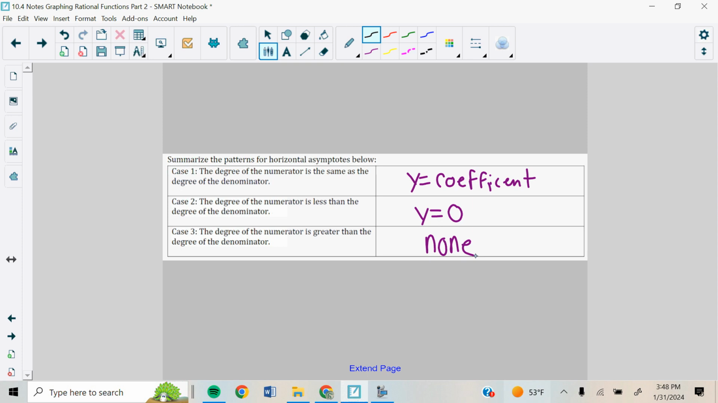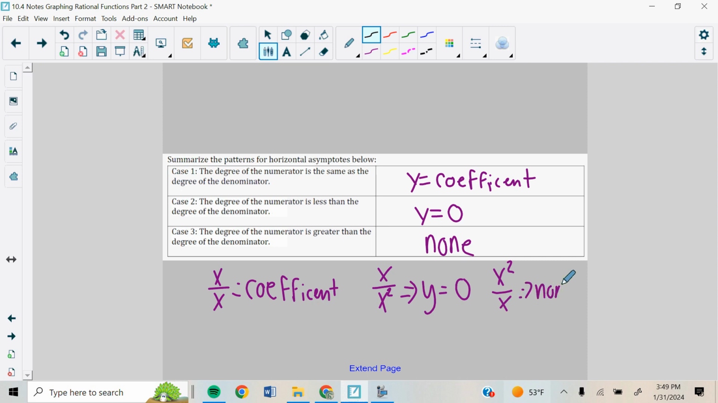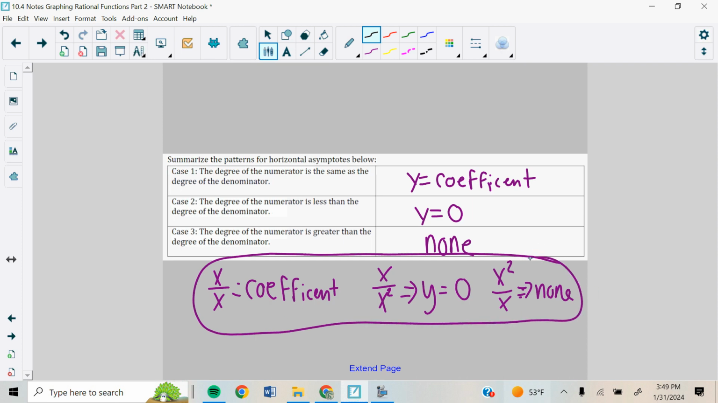Now, my little handy thing that I write when I do my homework, so that I have a little cheat on my sheet, is x over x. So this is where they're the same. My horizontal is my coefficient. Then the degree of the numerator is less, so that would be like x over x squared. This is when I have 0, y equals 0. And then the last one, the degree of the numerator is bigger. So if I have x squared over x, this is when I have none. So maybe jot that little piece, not in your notes, write that on the top of your homework to refer back to when you do your homework.